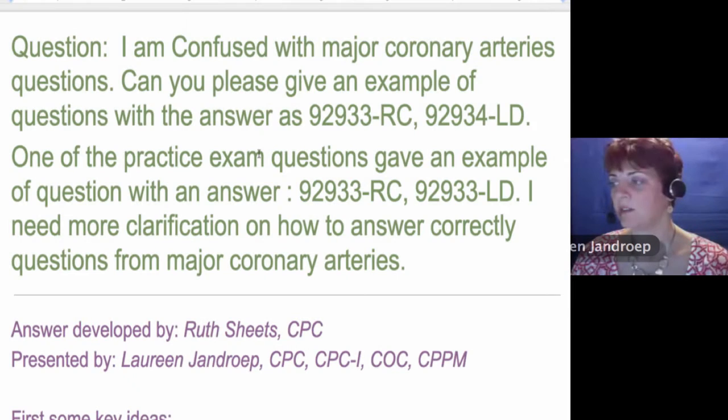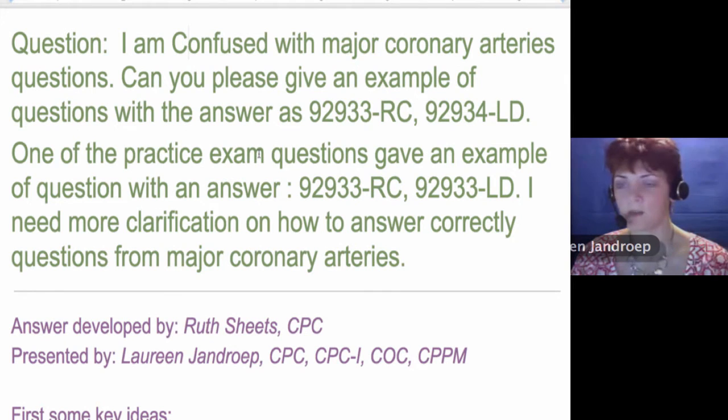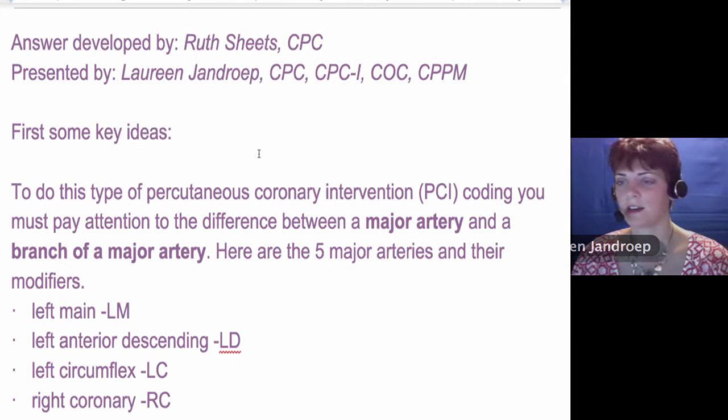Now, I have to give kudos to Ruth Sheets, who's on our team. She does all of our practice exams, and she's awesome. Great rationale writer. So she actually understood this better than me because, you know, when you teach something for 10, 15 years, you get used to teaching it. And then they changed this on us a couple years ago, and I kept struggling with explaining it right because it's so different. But Ruth picked it up, and she actually wrote out most of this answer. So thank you, Ruth, and I'll be presenting it.